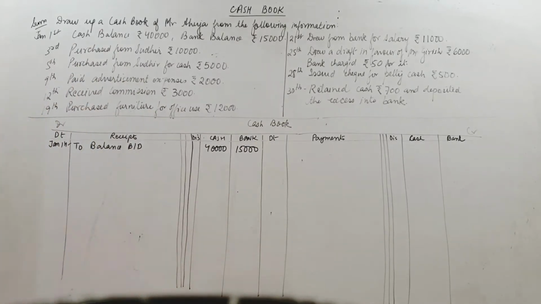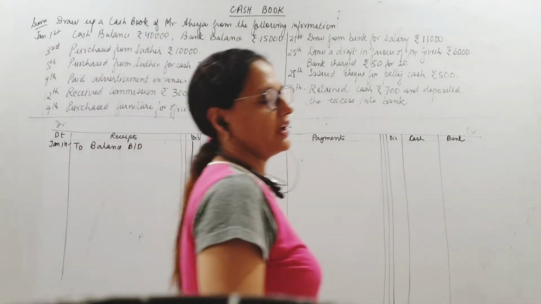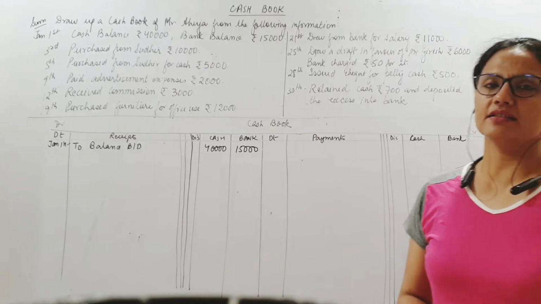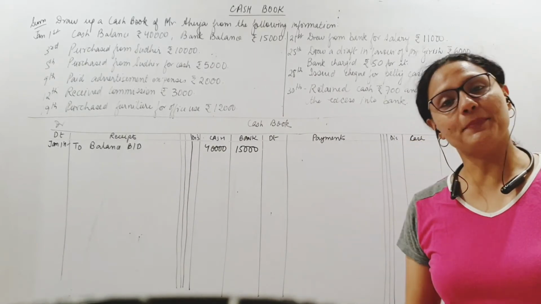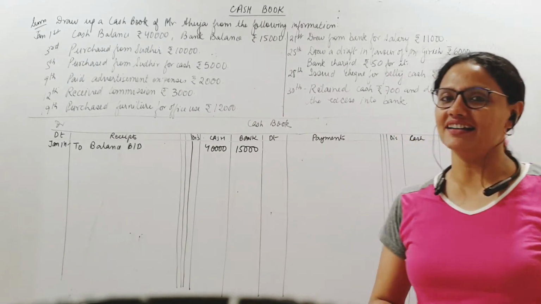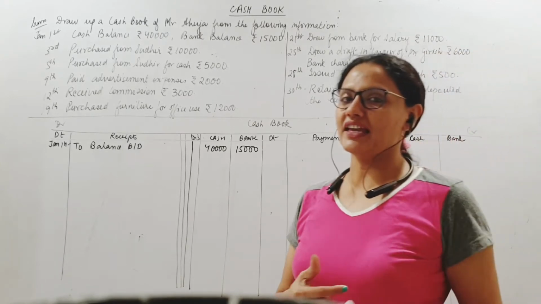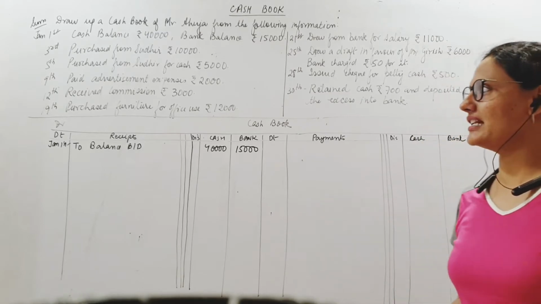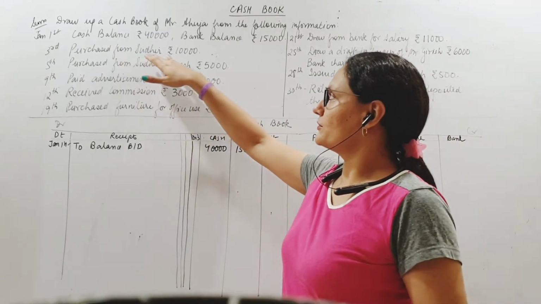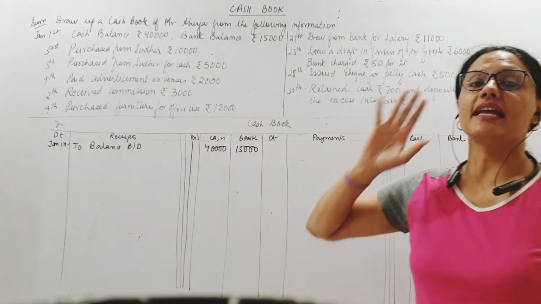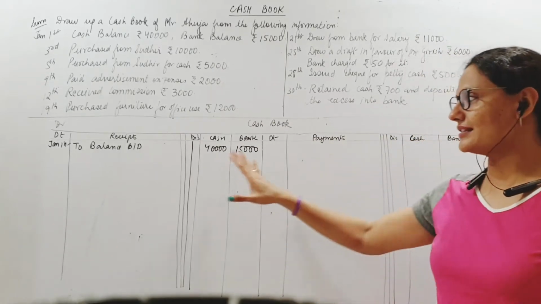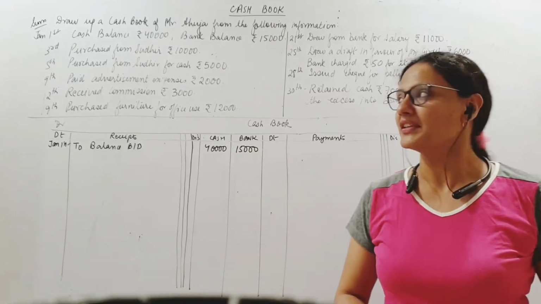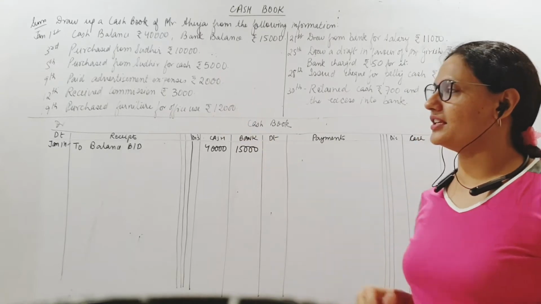Correct? Coming to purchase from Sudhir. On 3rd, we are purchasing goods from Sudhir worth 10,000. So where do we record this? Yes, in the purchase book, and we are making the cash book. Again, this also we had done in the last, but then I thought it is worth reiterating it. Purchase goods from Sudhir is completely a credit transaction. No credit transaction should appear in cash book. So we will not write this entry here.